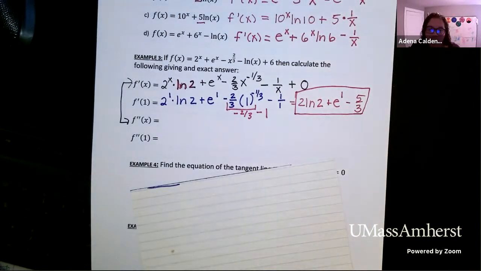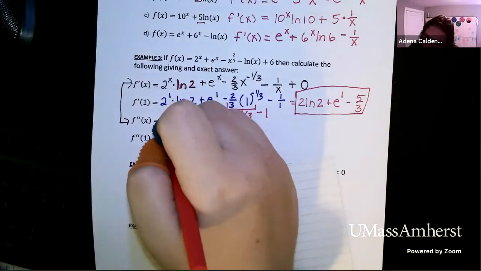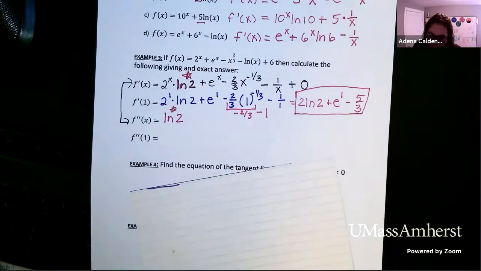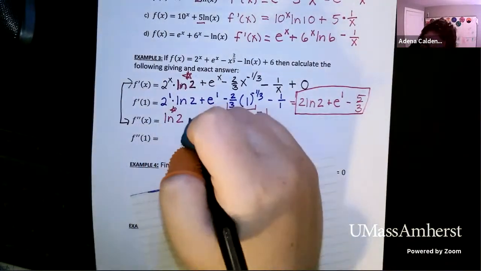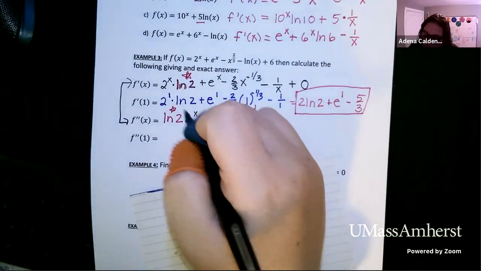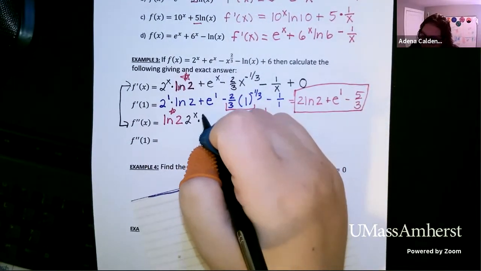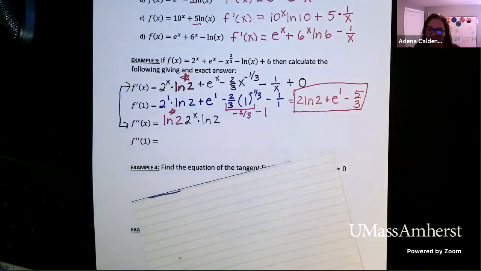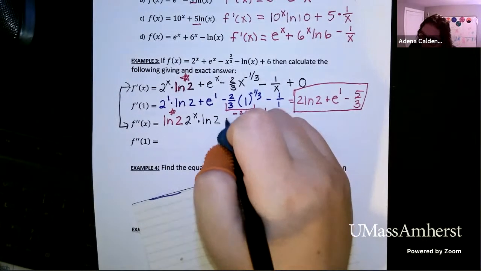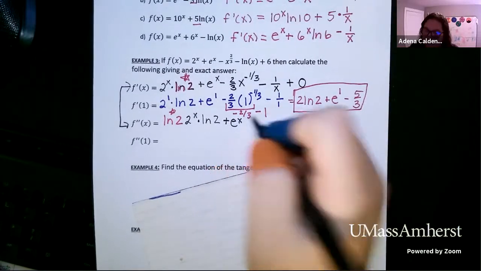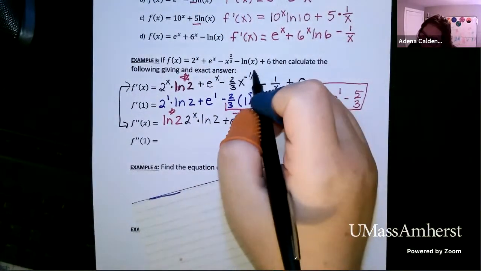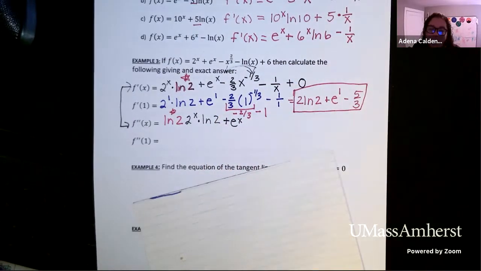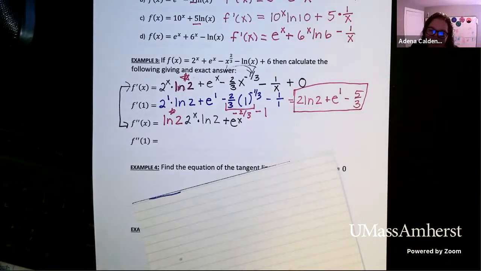That ln 2 is a constant. Our constant multiple rule says that your constant, right, so this is the same as this one, is going to multiply the derivative of the function. The derivative of 2 to the x is 2 to the x times ln 2. So we end up with 2 to the x times (ln 2)², okay? Plus the derivative of e to the x, e to the x. Now here, I gotta be really careful with my fractions here. So my negative 1/3 is gonna come down to multiply the minus 2/3.